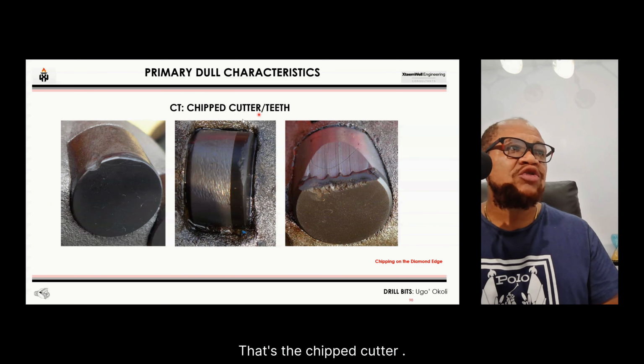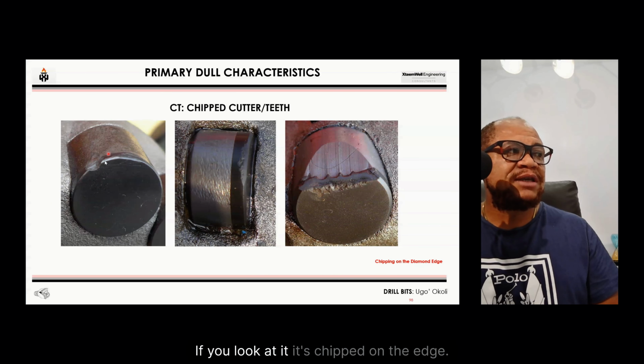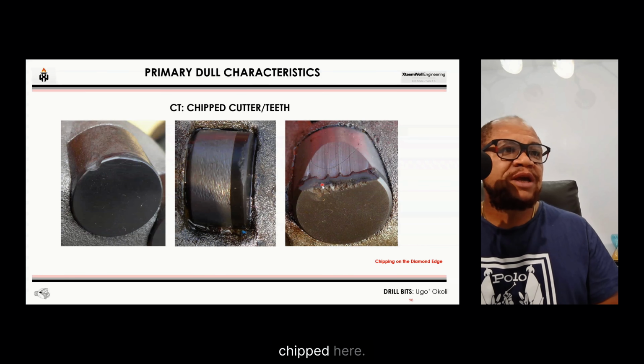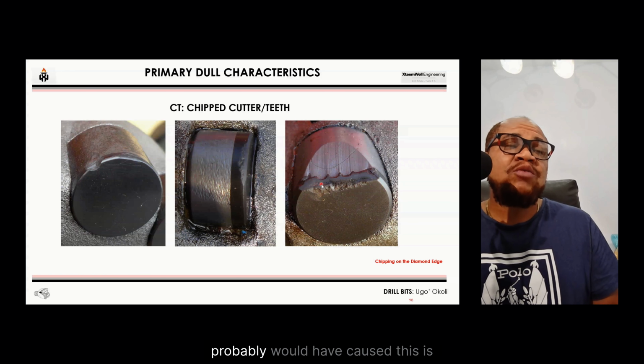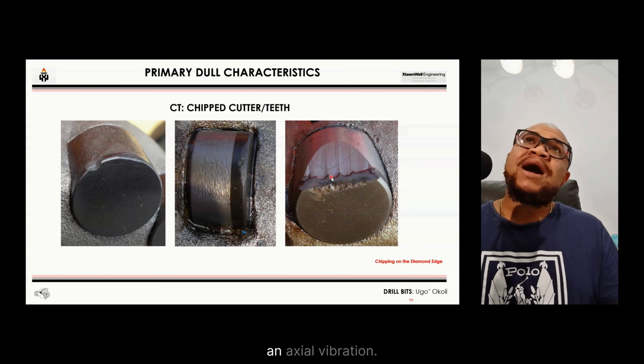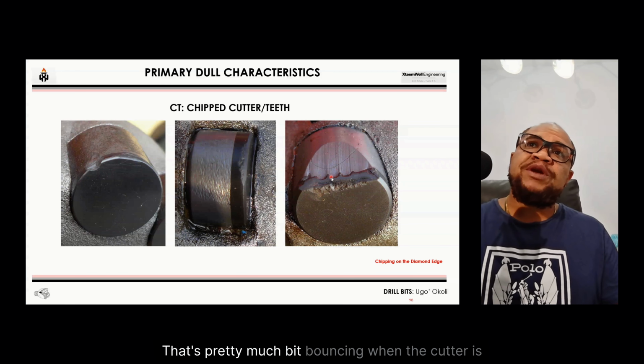Then the next we're going to be looking at is CT. That's the chipped cutter or chipped teeth. If you look at it, it's chipped on the edge. If you look at it, it's chipped here. Now, clearly, if you look at this, you will know that what probably would have caused this is axial vibration. That's pretty much bit bouncing.